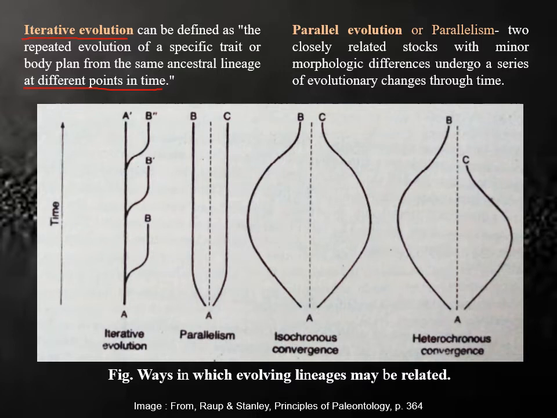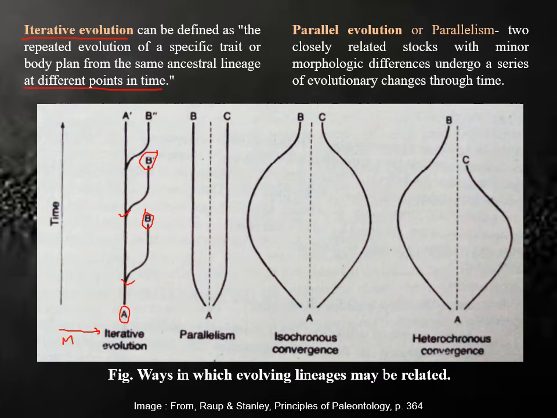Say for example, A species. From A species with time, here you can see that along the y-axis we plot time, another species appears, that is B. After the appearance of B, after a certain time interval, B goes extinct. Now again, after some time interval, from the same ancestral A species, another species appeared, that is B dashed. And in the x-axis we plot morphology. So the morphology of B dashed and B almost look the same, but these two are not the same, because B dashed is not evolved from B. B dashed is evolved from A. Similarly, B is evolved from A at different times.